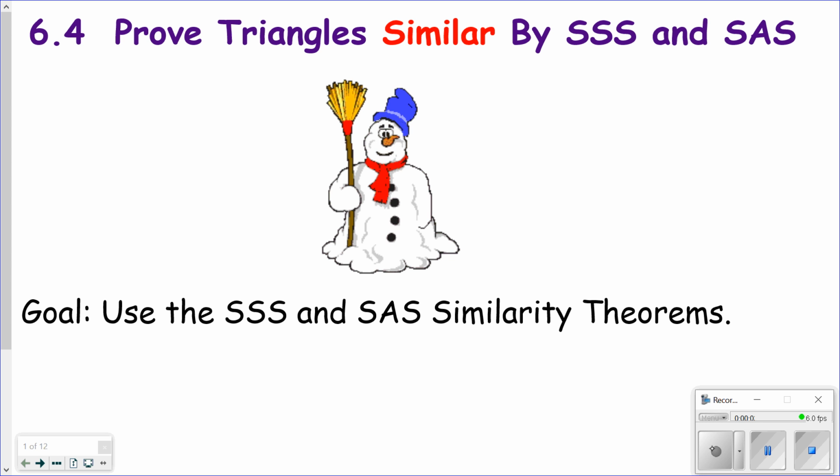Hi everyone, today we are going to start 6.4, which is prove triangles are similar by side, side, side, and side, angle, side.